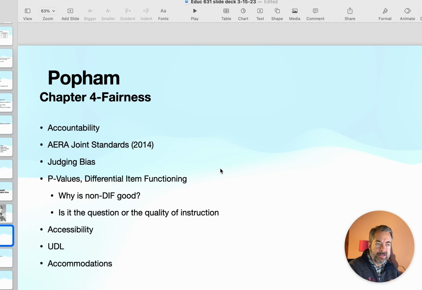An example might be, I think I've used this before, if I ask a question about snowblowers to a third grader, the average kid in New Hampshire will probably understand what a snowblower is. The same question to a kid in Florida or Puerto Rico or Texas may have no clue what a snowblower is. Maybe a 10th grader would, but not necessarily a third grader. So non-DIF is good. It means you've developed a question that everybody can answer, at least based on their own status in life, where they've lived and so on.